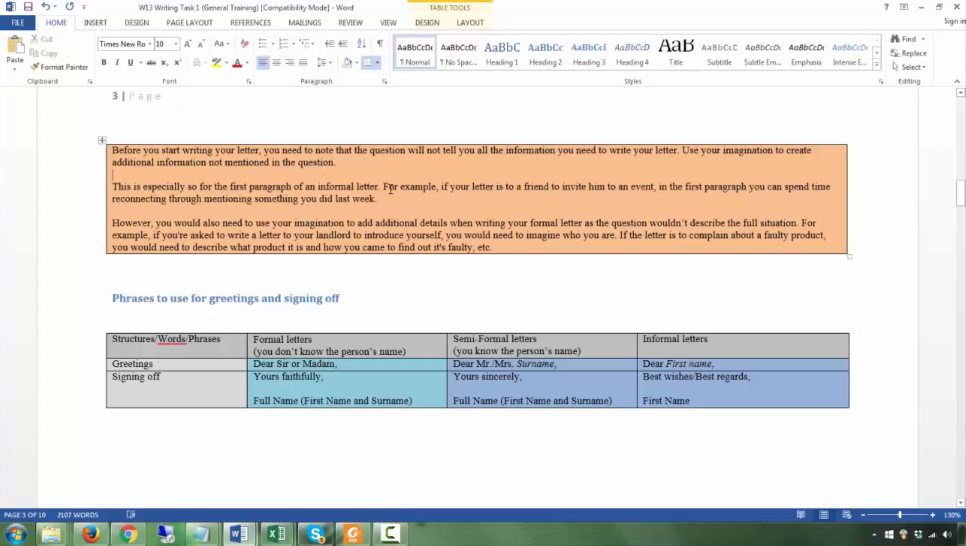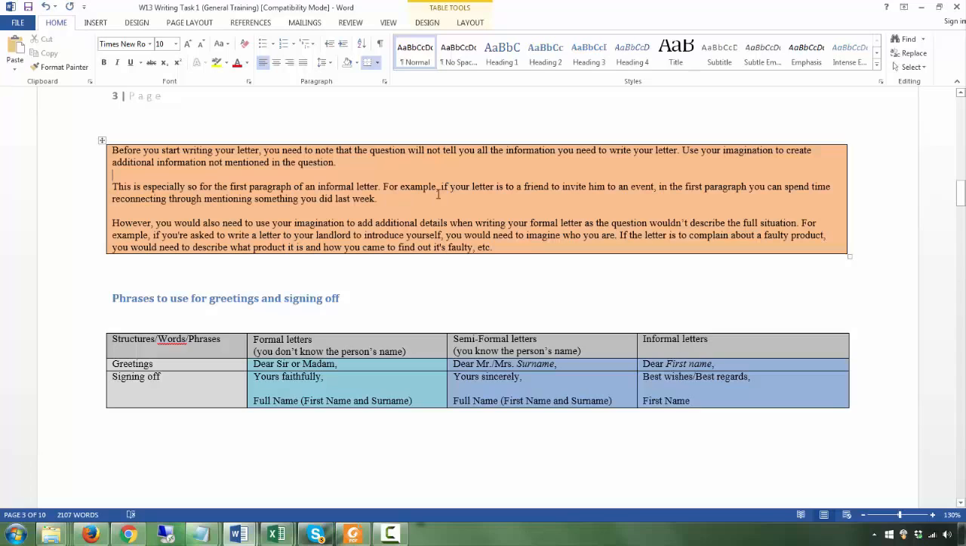For example, if your letter is to a friend to invite him to an event, in the first paragraph you can spend time reconnecting through mentioning something you did last week. That's of course if the situation is such that you met up last week. It's possible that you met up last week. If the situation in the question is such that you have not met this person for a year or more, then of course you can't talk about last week.